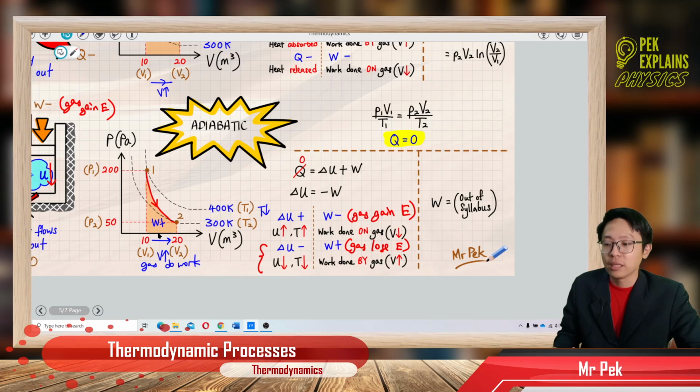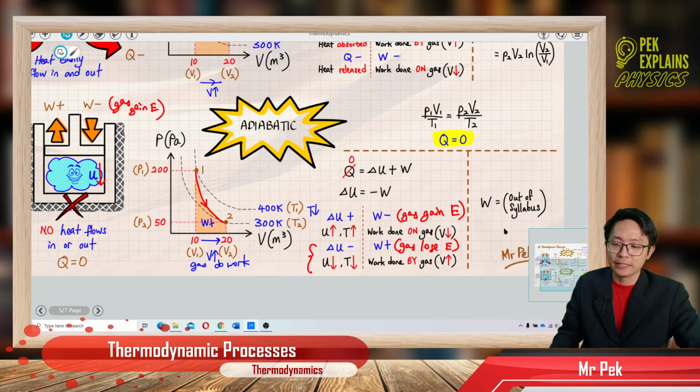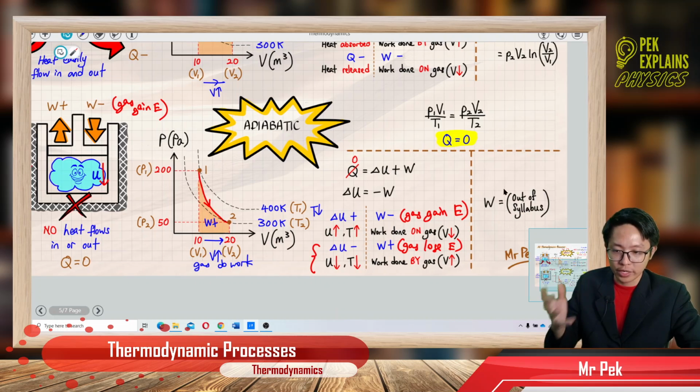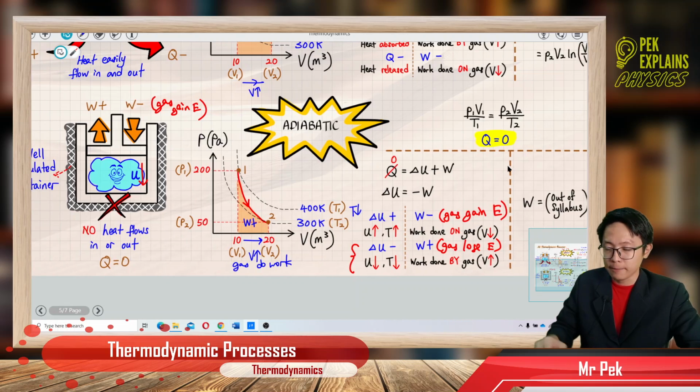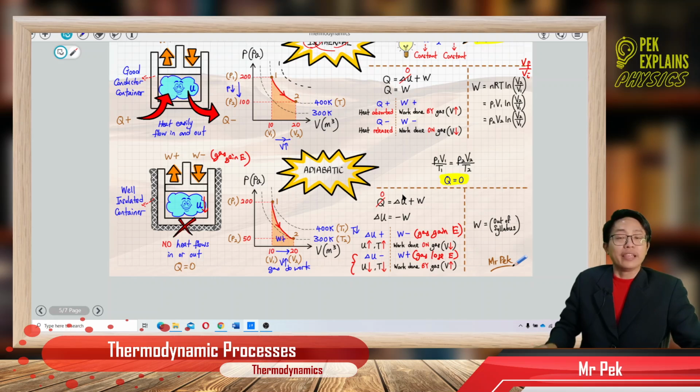There is work done, but we don't study how to calculate the work done. I did say that there's work done by the gas. It uses up its own internal energy to do the work, but we don't calculate the amount of work done. For the adiabatic process, we don't study the equations for the work done in matriculation. Okay, so that's it for the adiabatic process, and that's all for our chapter.